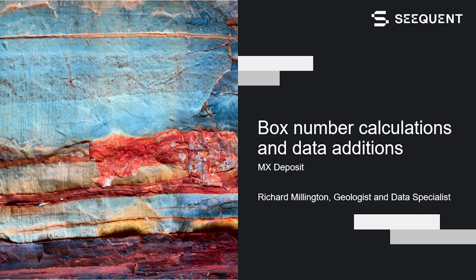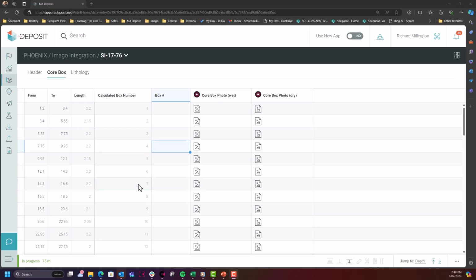A set of calculation rules we can do is box number calculations, or addition from a previous row. So we can see here we have our calculated box numbers. Just starting from the top, it's an addition of 1, working down that table.